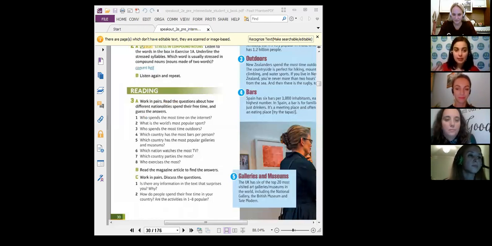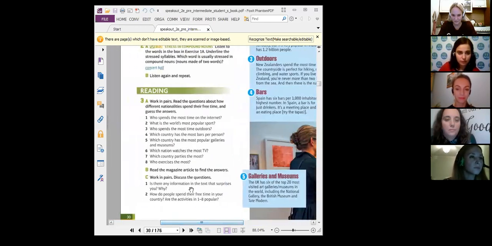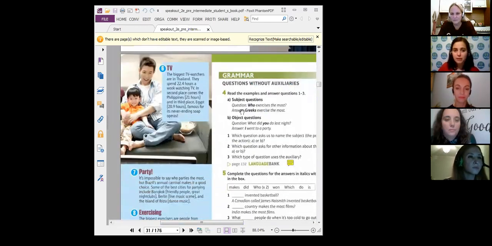Look please at this sentence. Who exercises the most? Greeks exercise the most. Do you know what to call this word, Greeks, in a sentence? What is the function of this word? Subject. Yes, you are right. So we can make again the final conclusion. If we want to ask who does the action, we call these questions subject questions. And when we ask about the subject, we don't use auxiliary verb. Is that clear? Yes.